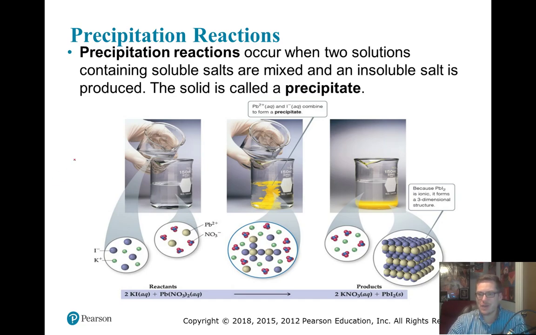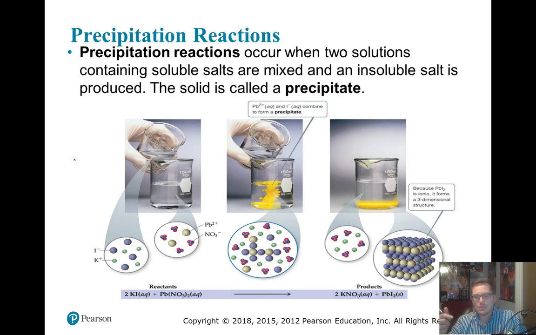So precipitation reactions, we've talked about these several times, but essentially what you're doing is you're starting with two solutions that have soluble components in them, soluble solutes, and then mixing them together, and then they'll form some sort of insoluble salt, and that solid that it makes is called a precipitate.